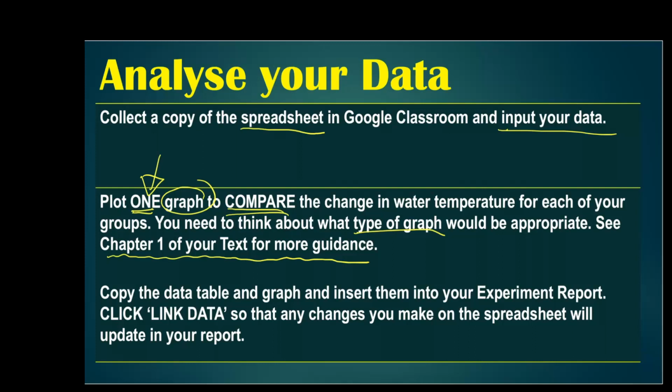Once you've done that and you've filled in your data table, you've made your graph, you're actually going to copy your data table and separately copy your graph, and both of them can be pasted into your experimental report. Now, just like you learnt last year, if you paste them in from a Google Sheet, it'll say, do you want to link the data? And you'll say, yep, I do. And that means that any changes you make will actually be updated in your report later on. So if you have made a mistake on your table or your graph, you can fix it up and you don't have to then fix it up in your report. It will automatically update for you.